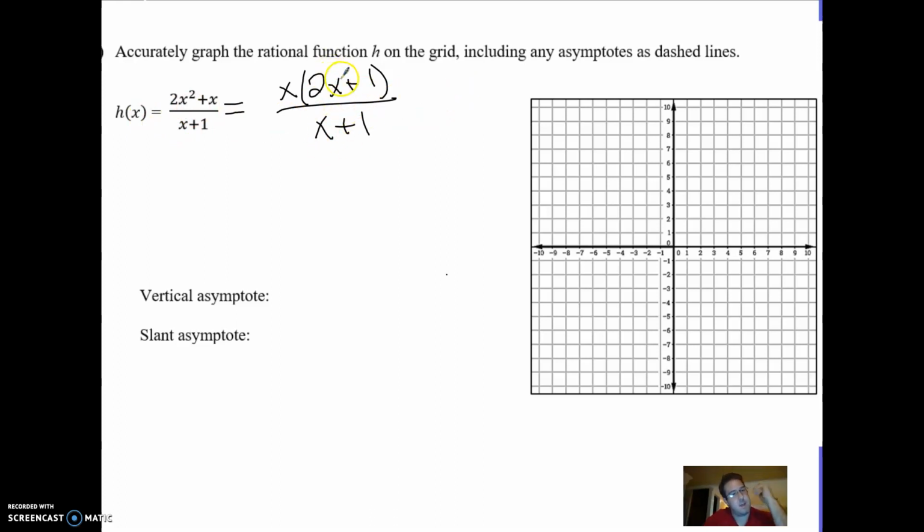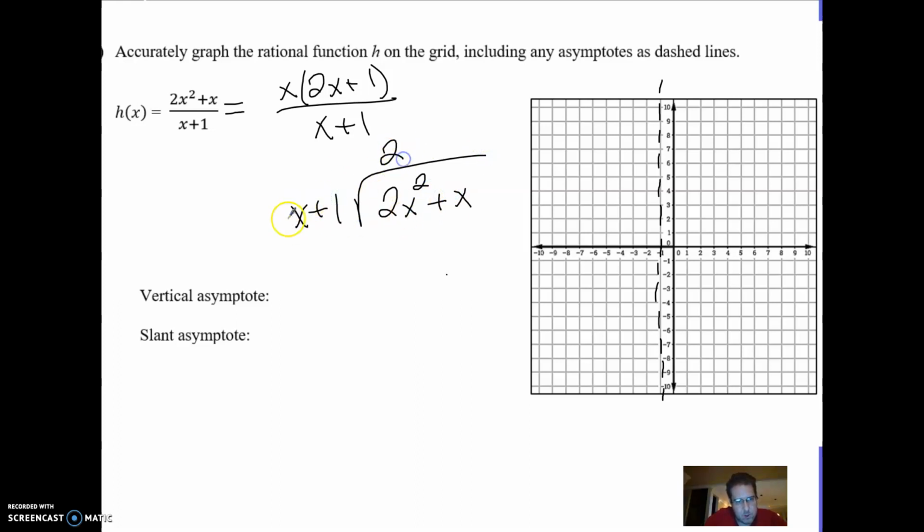Now, these aren't exactly the same, so you can't actually factor them out. So vertical asymptote at -1, because that's what it would take to make the denominator 0. So we know that that can't be an answer. And then we can also find the slant asymptote by dividing. So x plus 1, this goes in, so 2 times x is 2x squared, and 2x times 1 is 2x. Subtract: x minus 2x makes -x.